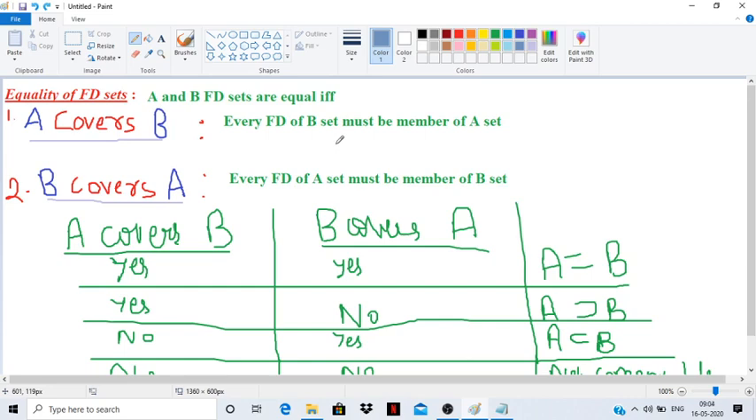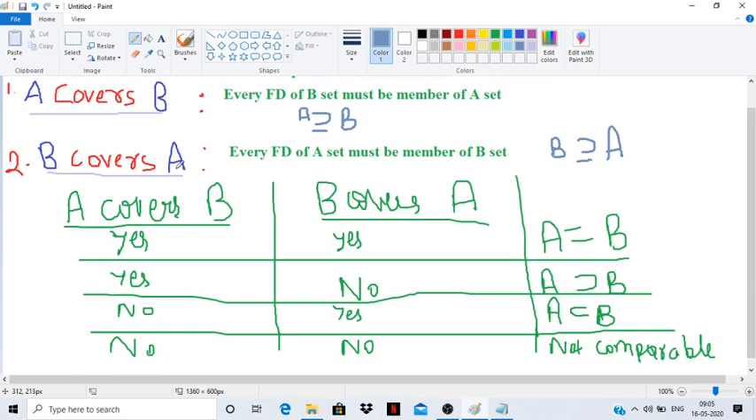Now in simple layman terms, A covers B means A is a superset of B. Whatever is present in B, if all of those items are also present in A, then it is called A covers B. And B covers A means B is a superset of A. Whatever items are contained in A set, if all those items are also present in the B set, then B is a superset of A, or you can say B covers A.